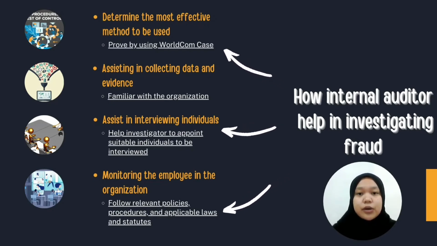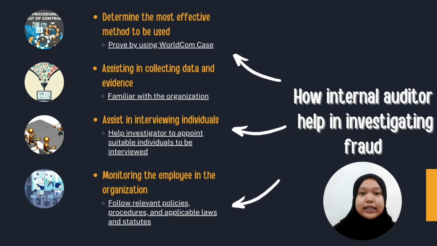This can be proven by using the WorldCom case. In the WorldCom case, the internal auditor was able to obtain evidence by examining the financial statements secretly. The other way internal auditors can help fraud investigation is by assisting in collecting data and evidence. Internal auditors are familiar with the organization, therefore they may help fraud investigation by collecting suitable and appropriate data for the investigator. There are three types of information that can be collected, which are electronic information, physical information, and human information. Apart from collecting data as evidence, internal auditors can also help fraud investigation by assisting in interviewing individuals such as witnesses and facilitating personnel.